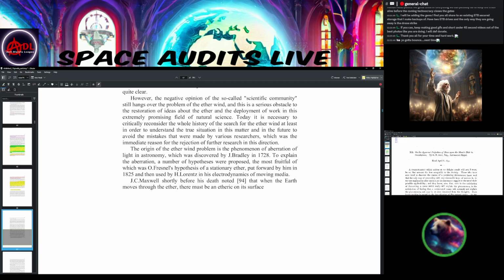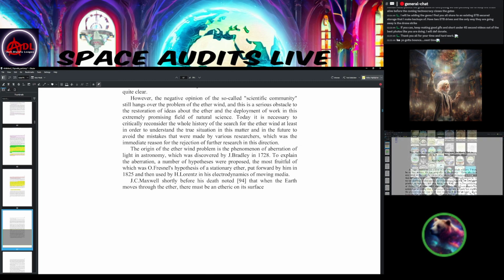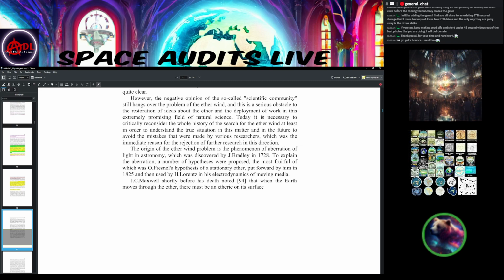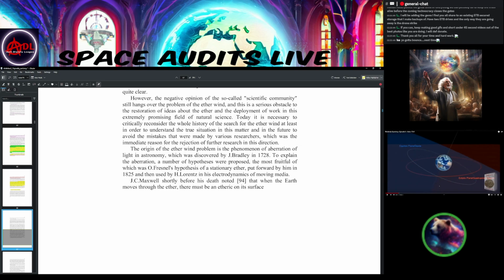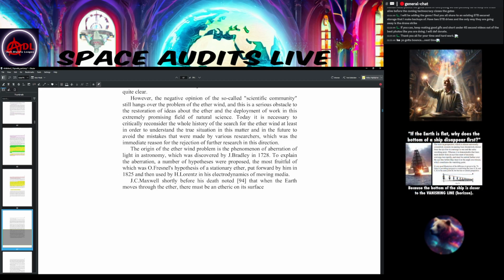The origin of the ether wind and its problem of aberration in the light in astronomy, which was discovered by J. Bradley in 1728. To explain the aberration, a number of hypotheses were proposed. The most fruitful of them was Fresnel's hypothesis of a stationary ether, put forward by him in 1825, and then used by Hendrik Lorentz in his Electrodynamics of Moving Media.